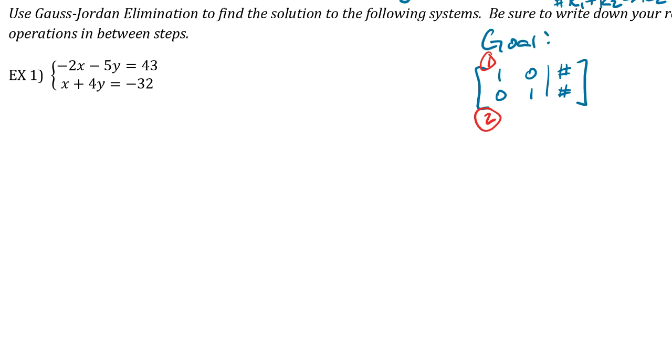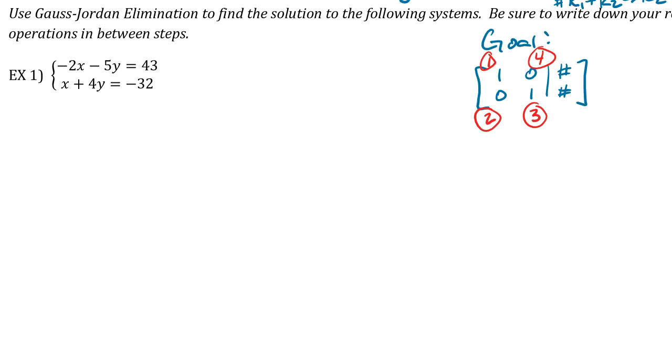Once we're done with the first column, we move on to the next column, and again we're going to start with the 1, and then we make our last 0. Alright, so in general, even when we go on to the matrices with 3 equations and 3 variables, we're going to go column by column, and in each column we're going to get the 1 first, and then we're going to make the zeros.